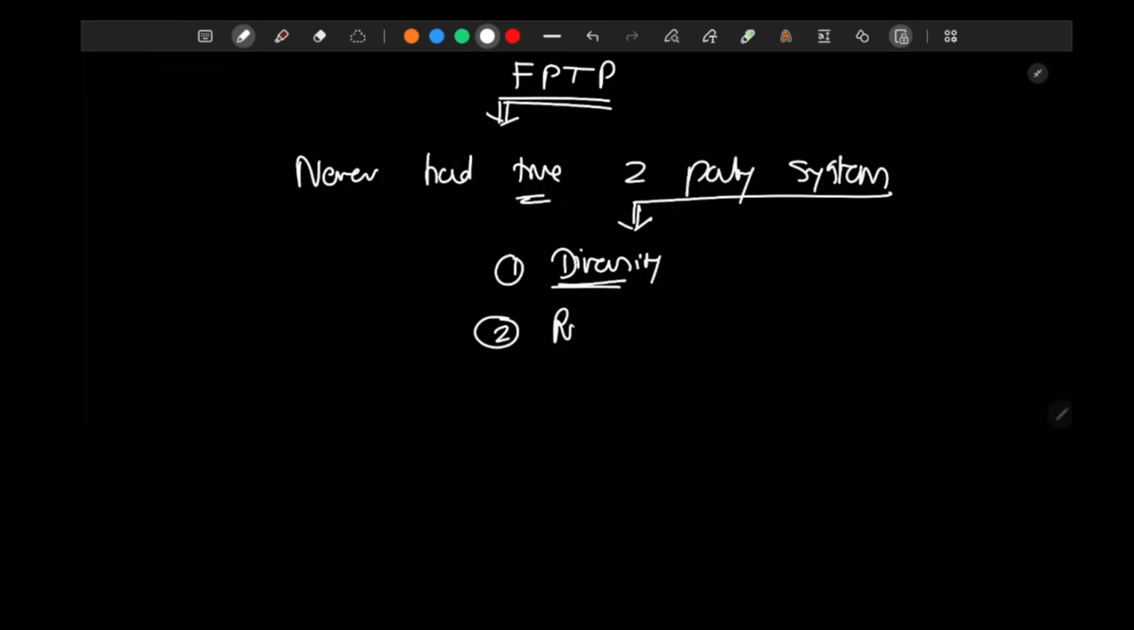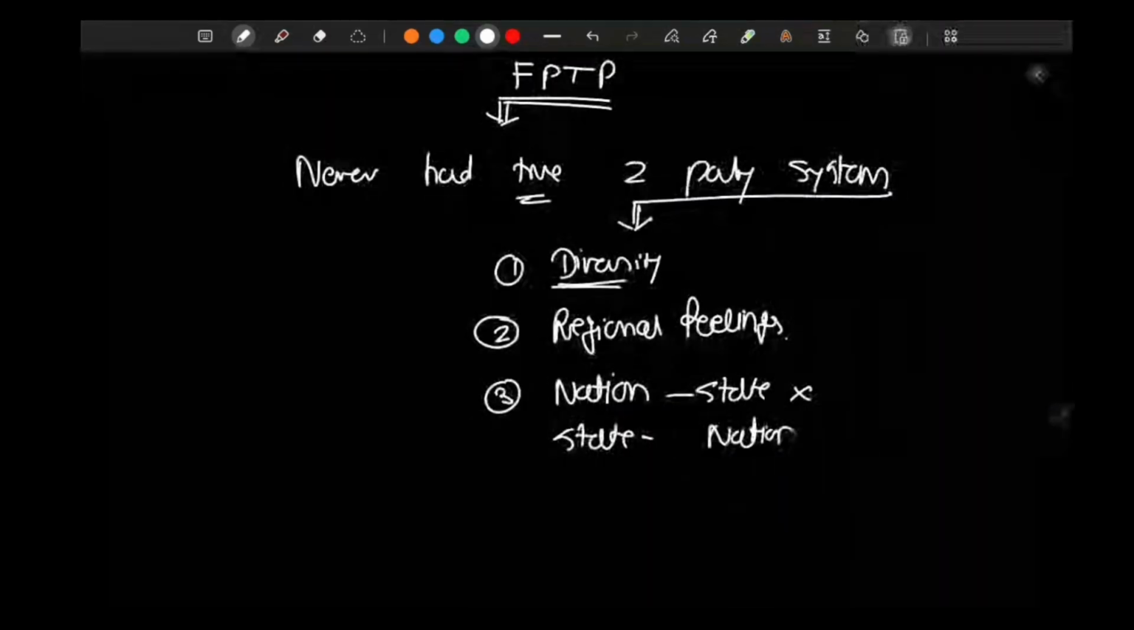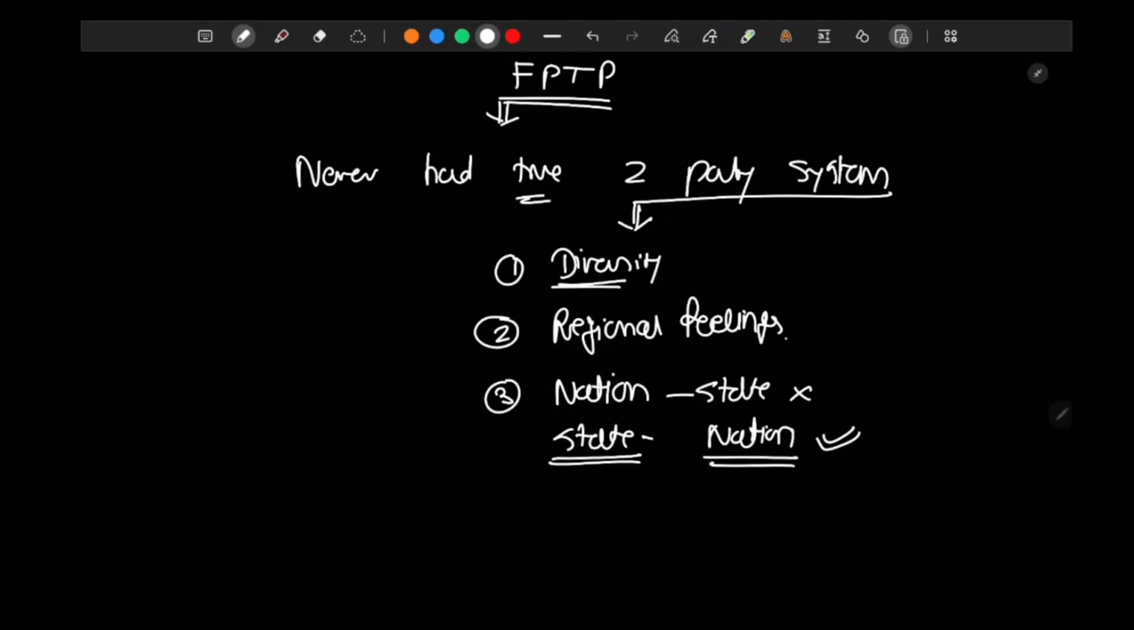Number two, because we have very strong regional feelings. And number three, India is not a nation state. India is a democracy, whereby the principle of nation, which is race, is applied at the level of state. So what is the principle that Duverger has given? He has said that if a majoritarian system, FPTP, is there, then a two-party system; if proportional representation is there, then a multi-party system. But India never had a true two-party system because of diversity and regional feelings. India is a state nation, not a nation state.